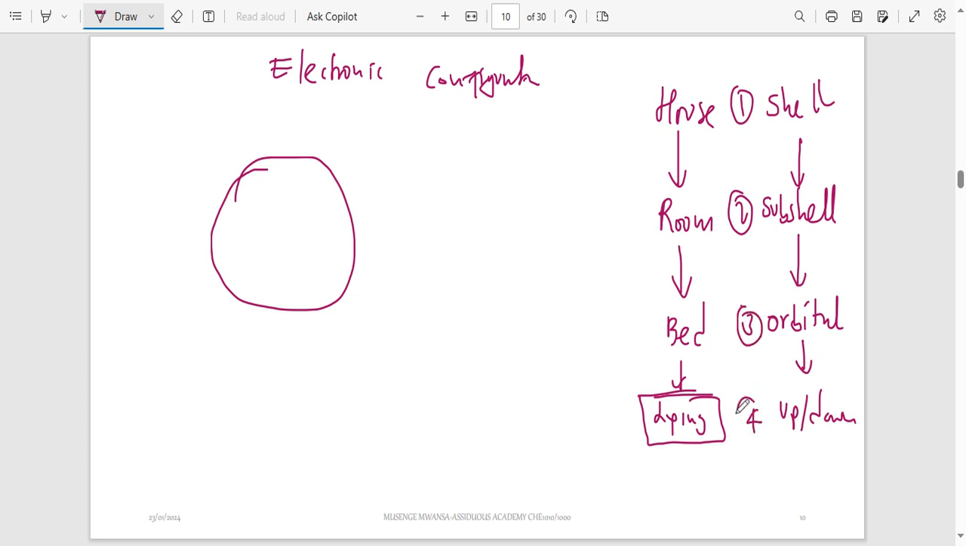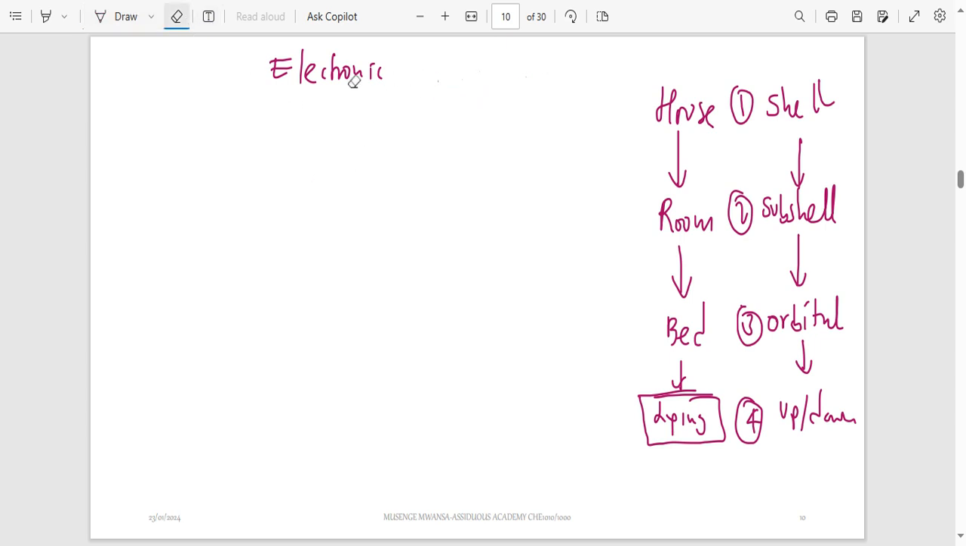So when you are describing an electron, you say that an electron is in a shell. You need to describe the position of the electron using quantum numbers. So there are four quantum numbers that you must be able to know.